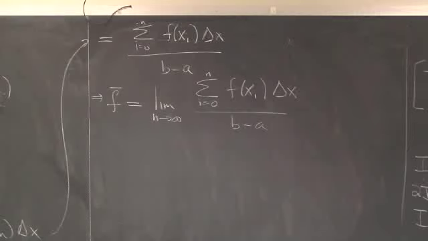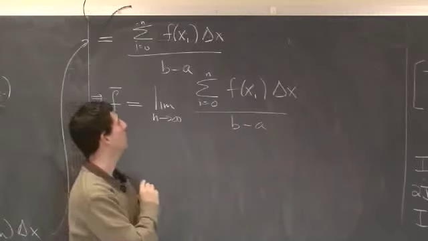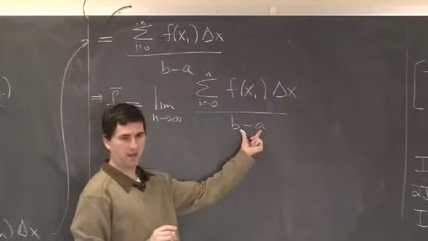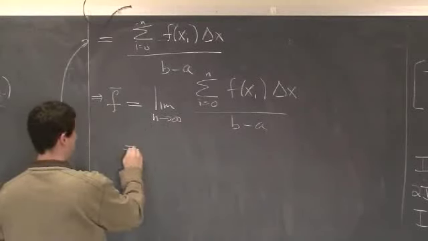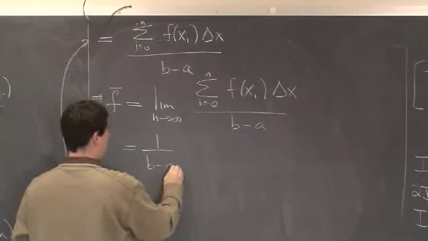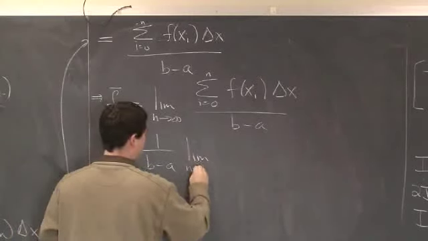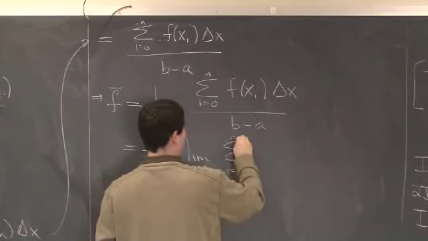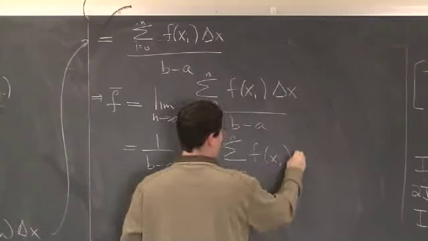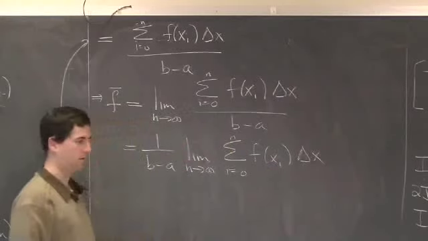Okay. Now, let's assume for a moment that this limit exists. If the limit doesn't exist, then we're hosed anyway. But if the limit does exist, then I can take this b minus a, which is just a constant, and pull it outside the limit. So this is equal to 1 over b minus a times the limit as n goes to infinity of the sum i equals 0 to n of f of xi times delta x.